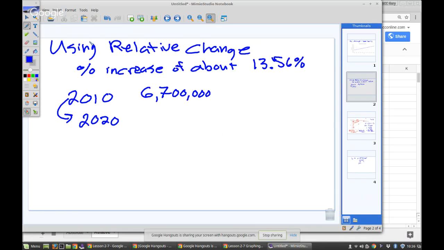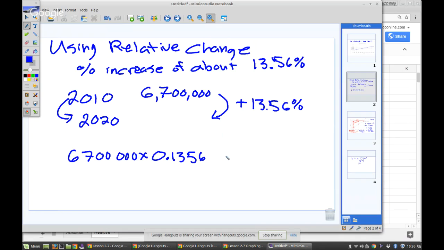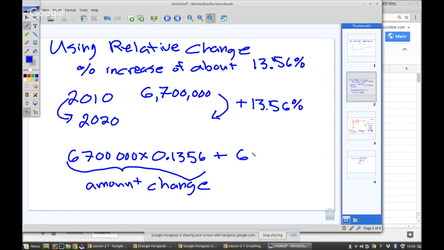To do that, we have to bump it up, and we'll do this in two different ways. We have to bump that up by 13.56%. One way of doing that is just taking that 6,700,000 and multiplying that by 13.56% as a decimal, 0.1356. And then we have to add that back on, because that's just the amount of change. We take that amount, we add it back on to the 2010 population to figure out what the 2020 population should be. So let's do that on the spreadsheet, and then I'll show you a different way to do that.